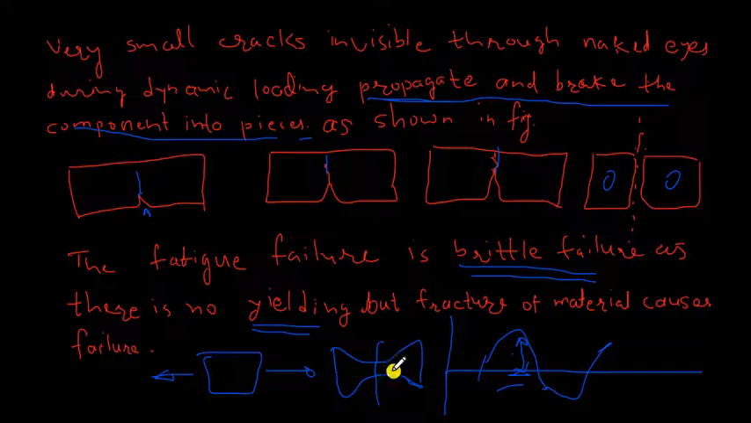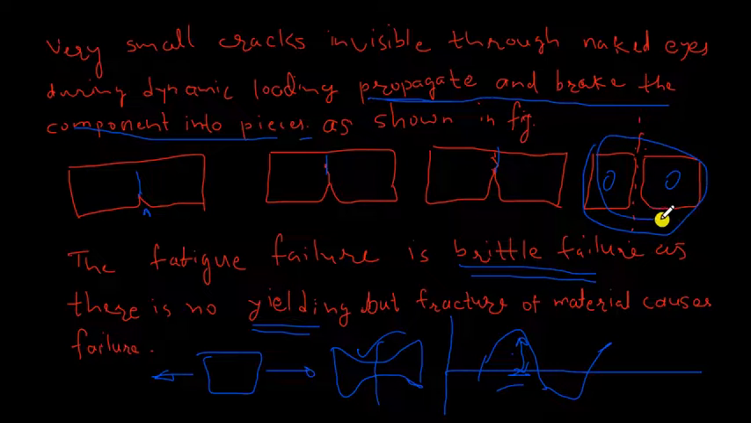That will be a static type of loading, and that will not be a brittle failure. This type of failure is ductile failure, and that means there is yielding. But in case of fatigue, there is actually fracture, which comes under or is similar to brittle failure. That means failure due to fracture. That's all about the basics of dynamic loading.